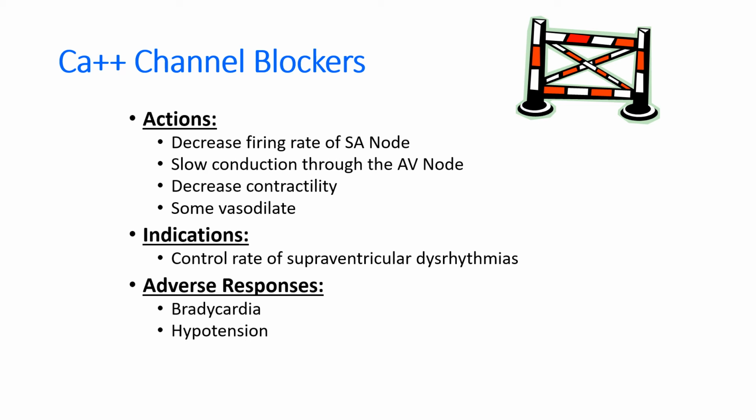Cardizem or verapamil, these are all calcium channel blockers. Cardizem is probably the most commonly used calcium channel blocker. And again, that decreases the firing rate of the SA node by decreasing the automaticity. It also slows down the conduction through the AV node. It also is a negative inotrope, so it decreases contractility because it blocks the calcium channels. So it's used to control the rate of an SVT or supraventricular tachycardia. And it also can cause bradycardia and hypotension because it is a vasodilator as well.